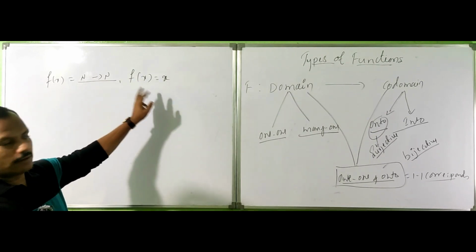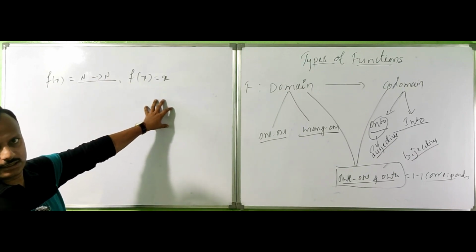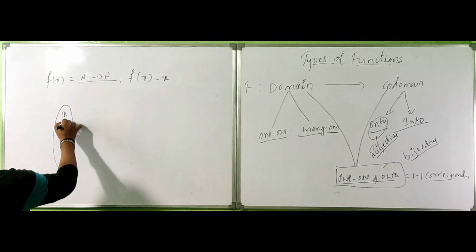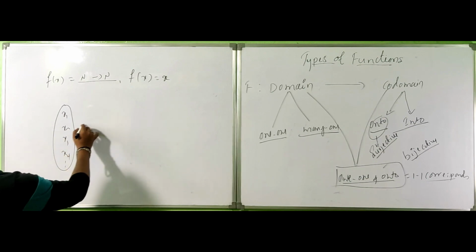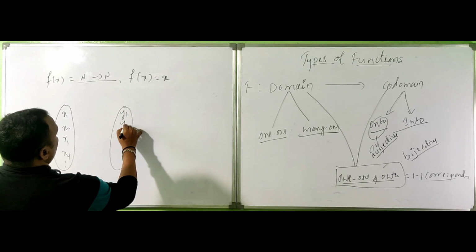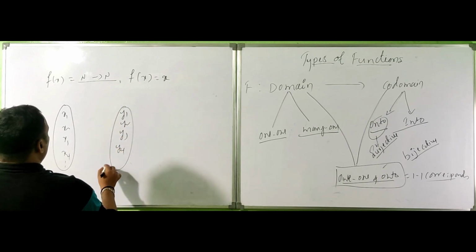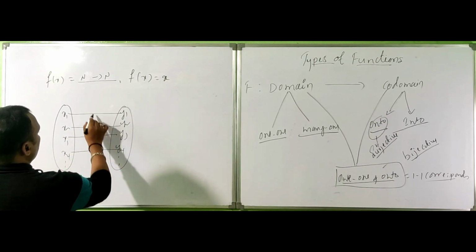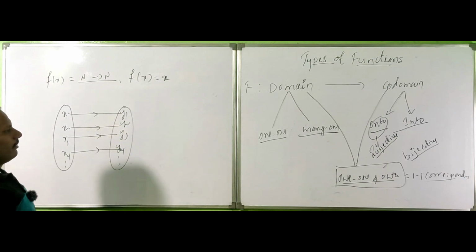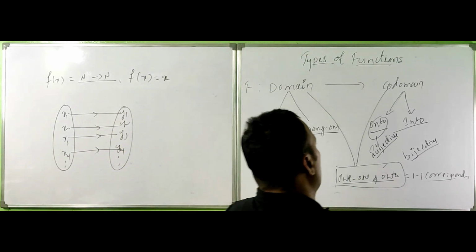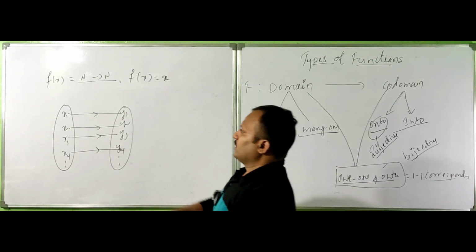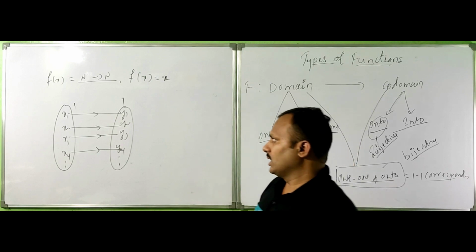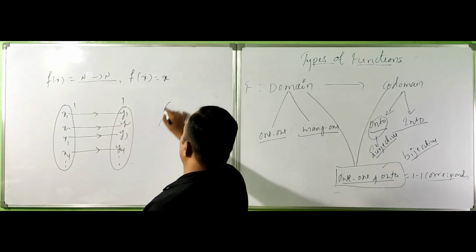For 1 you will get 1, for 2 you will get 2, for 3 you will get 3. This is called a one-one function. One-one means x1, x2, x3, x4 map to y1, y2, y3, y4, and so on. One element maps to only one element in the codomain. For one input, one output. This is called one-one.